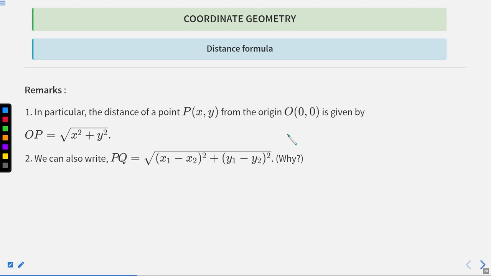Okay, and the second remark, we can also write PQ is equal to square root of x1 minus x2 whole square plus y1 minus y2 whole square. Why can we write this? Since if we take x1 minus x2 whole square or x2 minus x1 whole square, that is actually the same thing. Okay, so that's why we can also write PQ is equal to square root of x1 minus x2 whole square plus y1 minus y2 whole square.